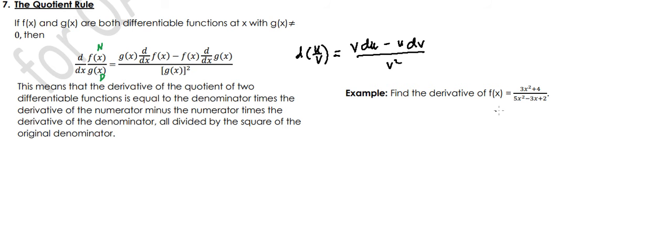Find the derivative of the function f of x equals 3x squared plus 4 all over 5x squared minus 3x plus 2. First, para hindi tayo mahirapan, identify na natin ang ating u. Ang ating u dito ay yung ating numerator. So, we have 3x squared plus 4. And then yung ating v naman is our denominator, which is 5x squared minus 3x plus 2.